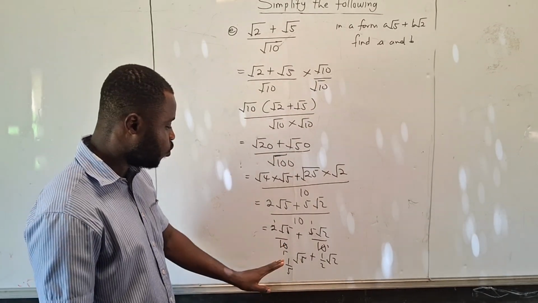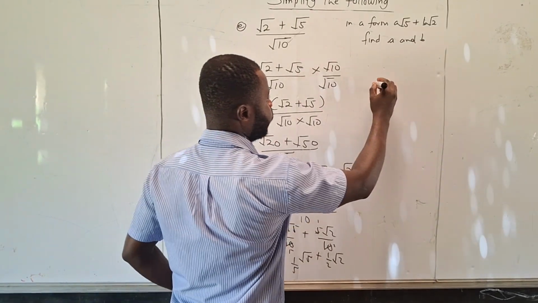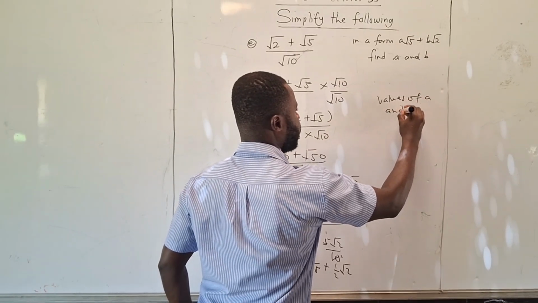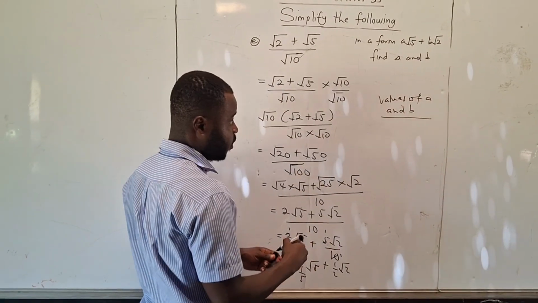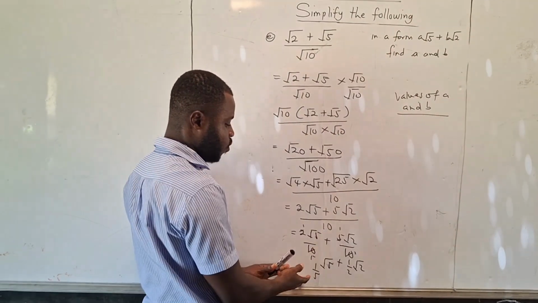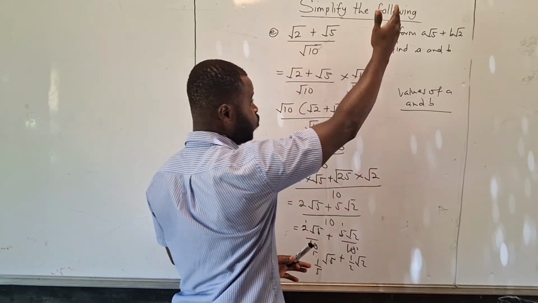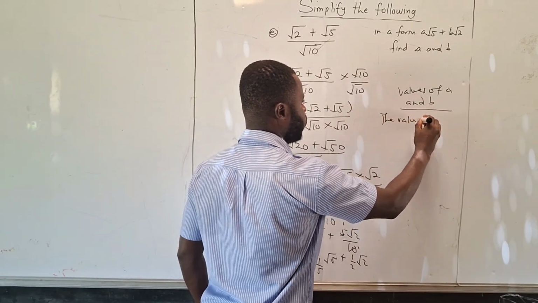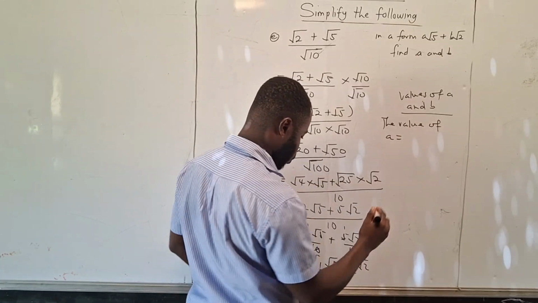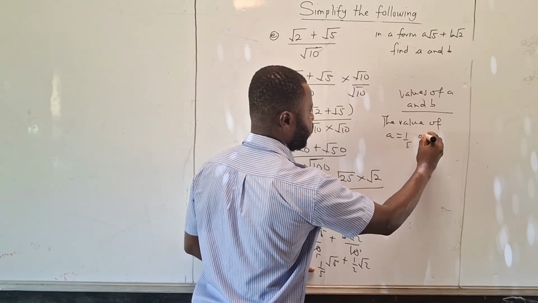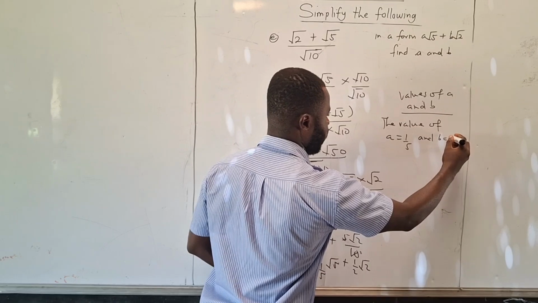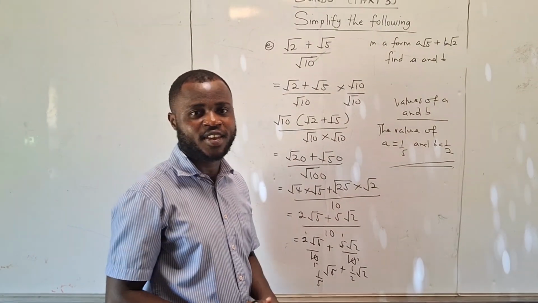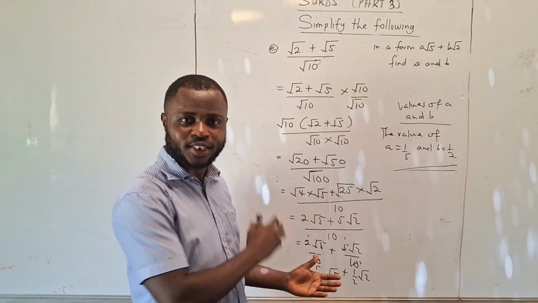Now they say we find the values of A and B. With this, the number in front of the root 5 will be the value for A, and the number in front of the root 2 will be the value for B. So the value of A is equal to 1 on 5 and B is equal to 1 on 2. So these are the values of A and B. So this is how we solve this question too.